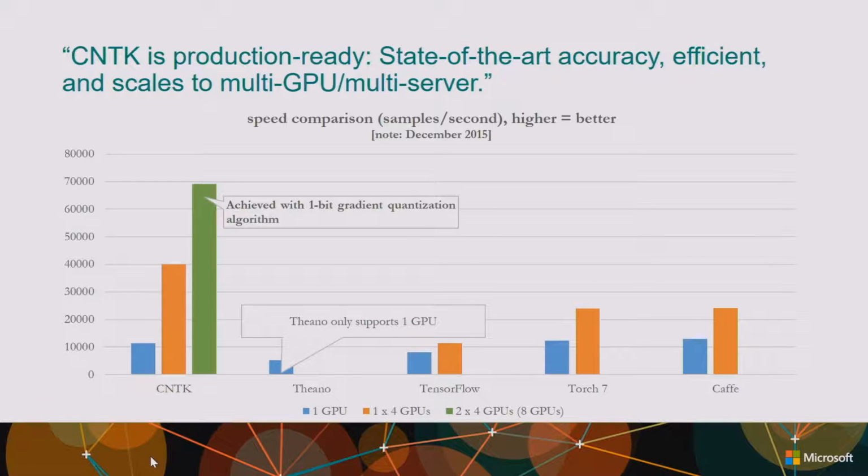And what's also interesting is if you compare the parallelization. So for example, the blue bar here compares single GPU performance. And this was done in December 2015. So Theano and TensorFlow have caught up a little bit. So they're pretty much all on par here.